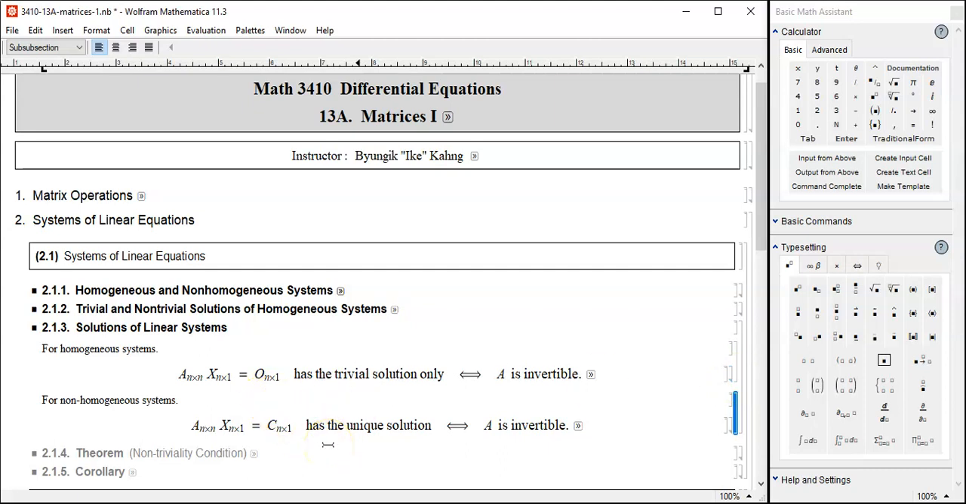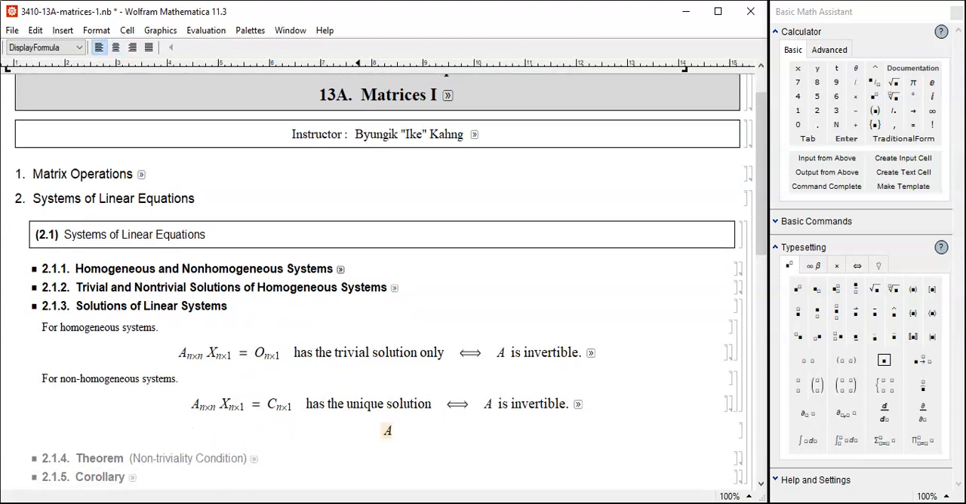In order to have a unique solution, if I have A times X is equal to C, and if A is invertible, then I can multiply A inverse to both the left-hand side and the right-hand side. Yes, because we started from the equality here, I can do the same thing to both sides. I decided to multiply the same thing to the left-hand side and right-hand side of the equality. Now, what is A inverse times A? It's the identity matrix.